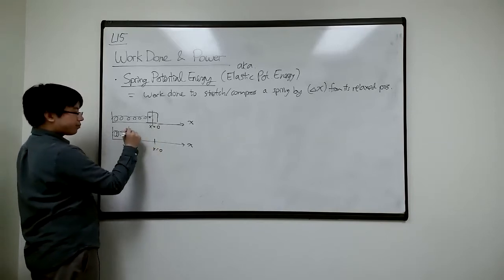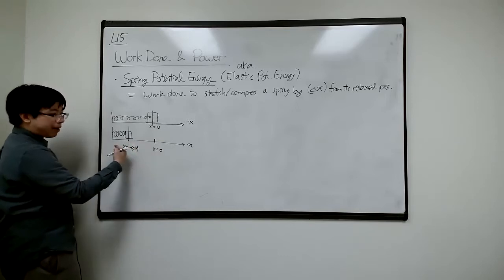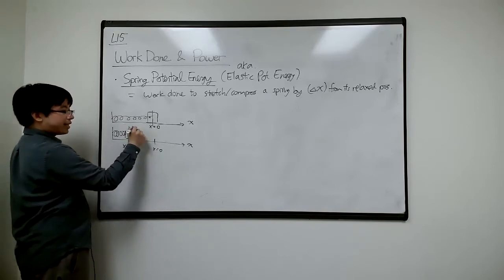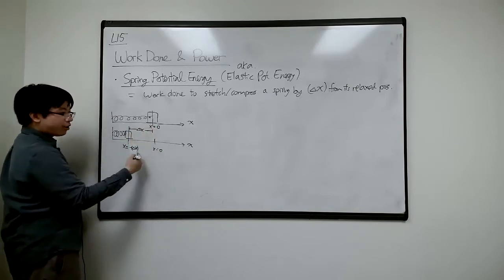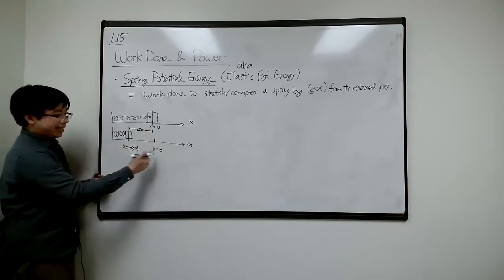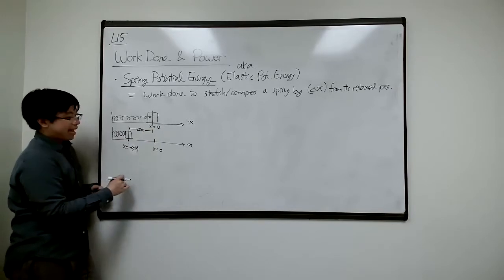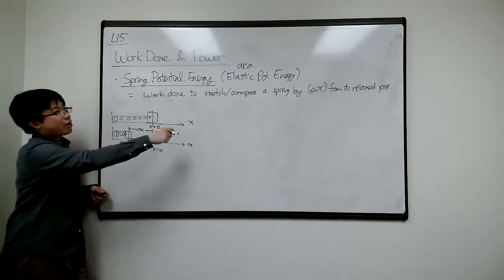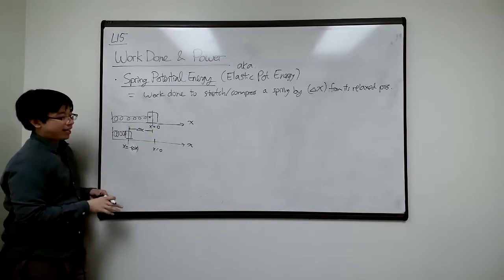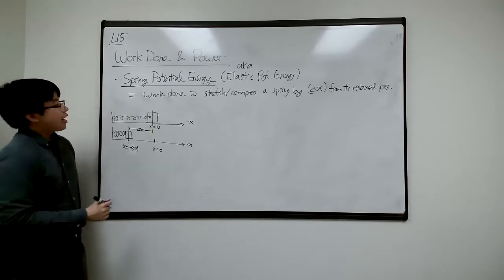So delta x is the amount of compression. So this is delta x, right? If I've compressed it by 1 centimeter, if this is x equals 0, this had better be minus 1 centimeter. If I stretch, it's going to be the same thing. You'll see it's a square later on, so it doesn't matter too much.